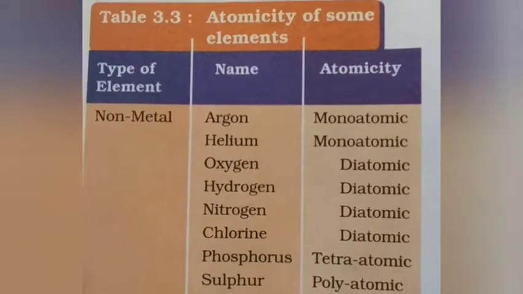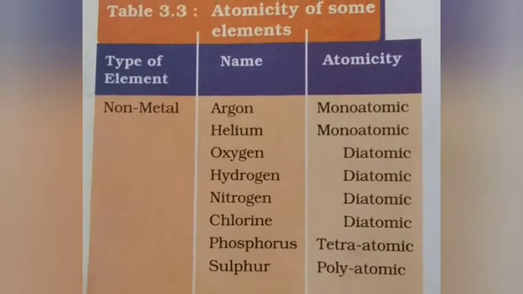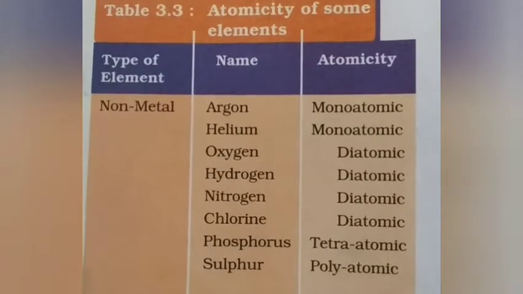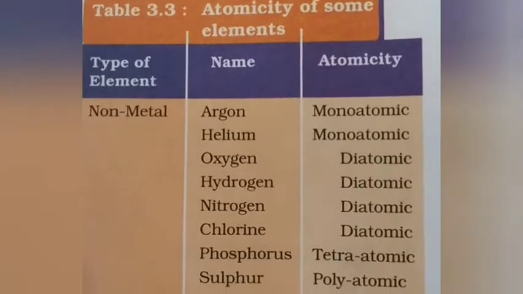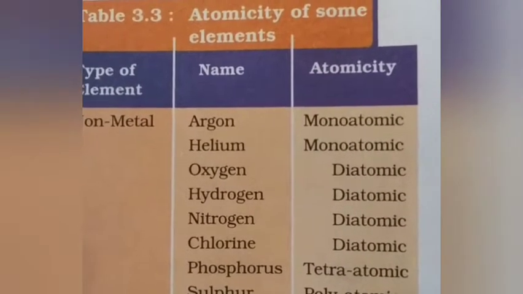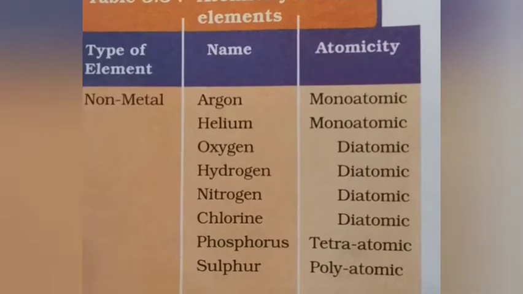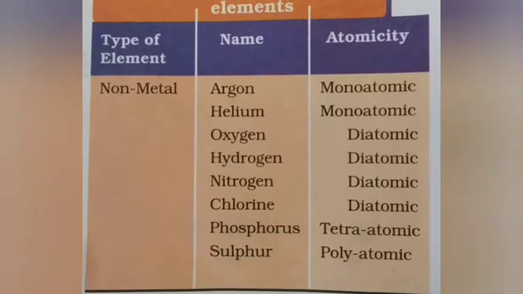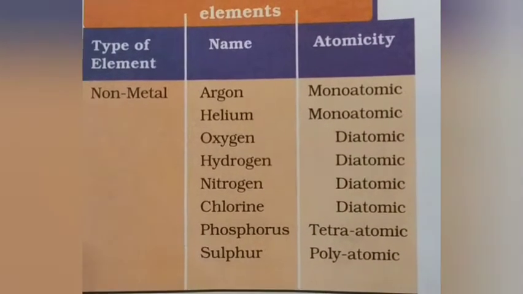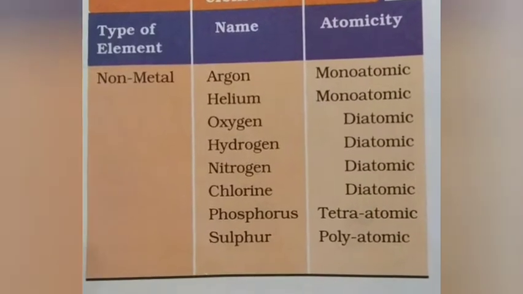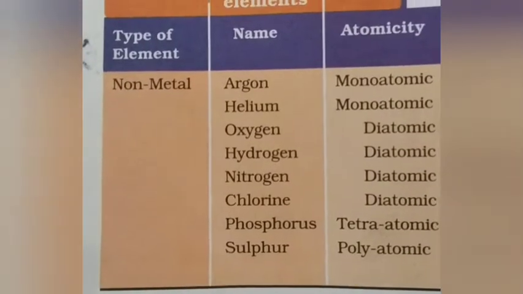And see now, phosphorus. Phosphorus is a tetraatomic molecule. That means 4 atoms of phosphorus make the phosphorus molecule. And now see sulfur. Sulfur is a polyatomic molecule. Polyatomic means the sulfur molecule is made of more than 4 atoms of sulfur. For that reason, it is named a polyatomic molecule.